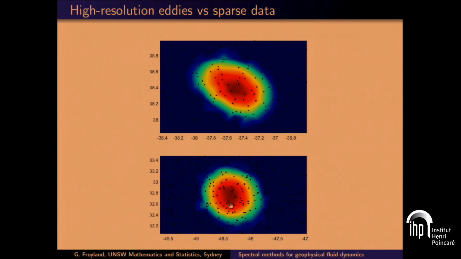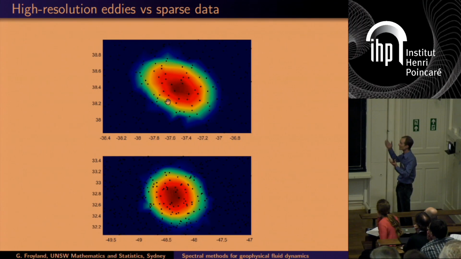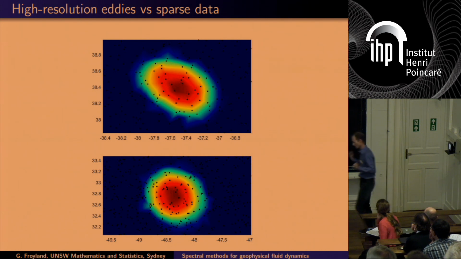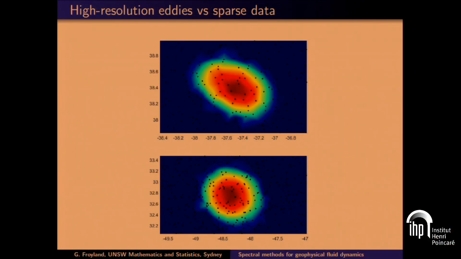This is just to illustrate: these are examples of two eddy estimates that we get, showing that you get nice smooth estimates from relatively sparse data. The black are the data points. I didn't try to optimize reduction of data points. I could probably get away with fewer, but it's not super high resolution compared to the estimates that you get.